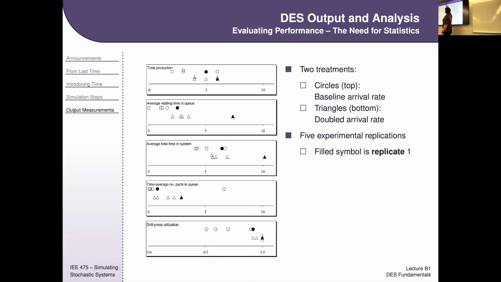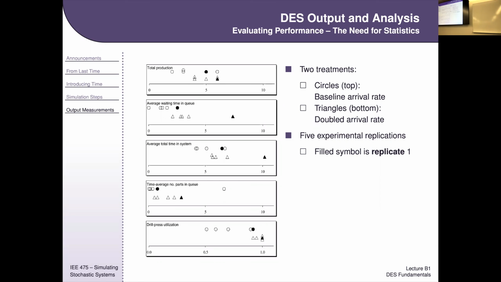And there are circles, which are one system. Those are the baseline arrival rate. And there are triangles, which are another system. That's when you double the arrival rate. And for both of these conditions, baseline arrival rate and doubled arrival rate, we ran 5 simulation replications. Every replication gave us a different output.